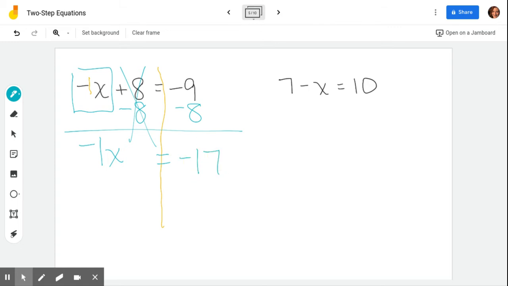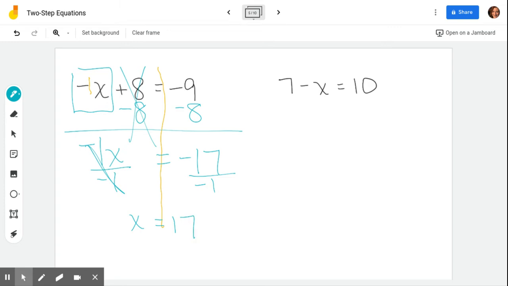Back to my variable. The opposite of multiplying by negative 1 is dividing by negative 1. Remember, it's opposite operations, not opposite numbers. So I'm not wanting to add 1, I'm wanting to divide. Then I also need to divide the negative 17 by negative 1. They cancel over here on the left, and I just get an x. On the right, negative 17 divided by negative 1 becomes a positive 17.